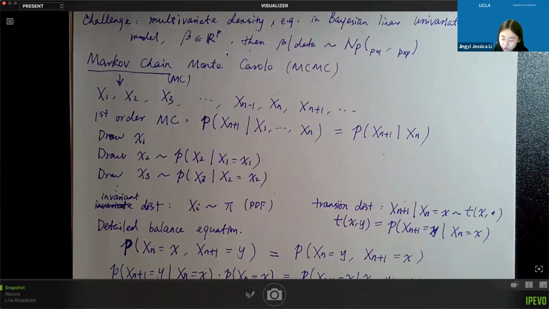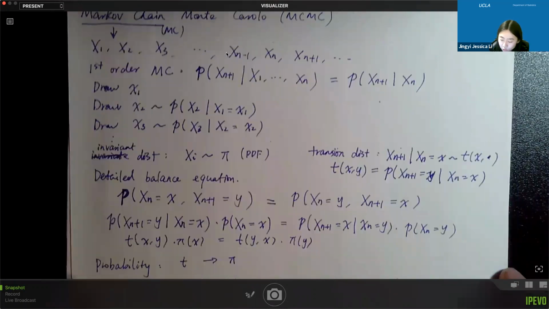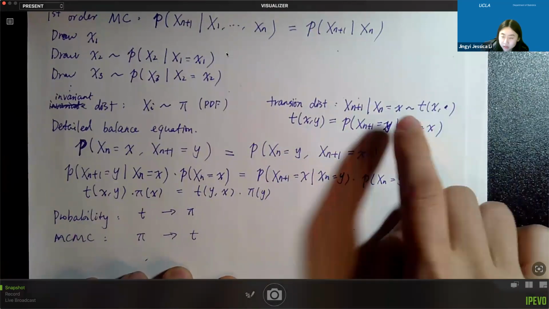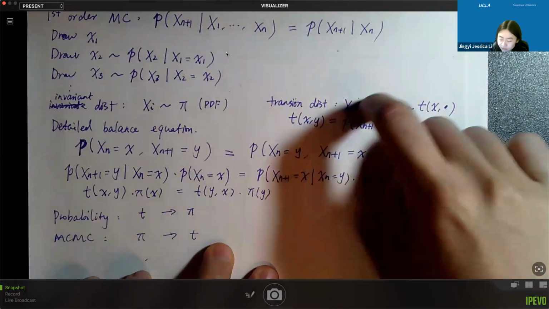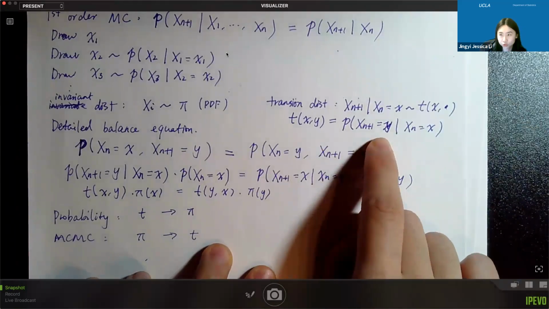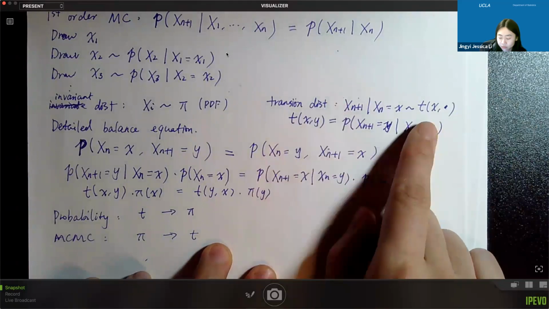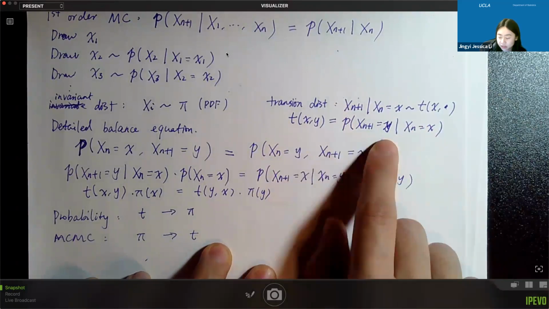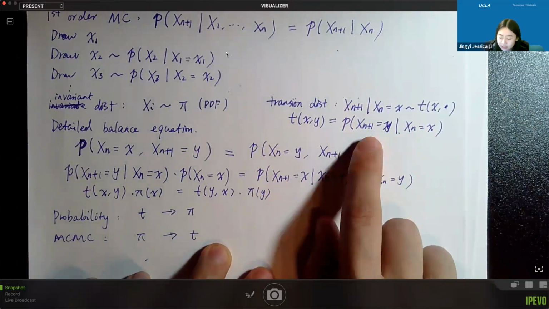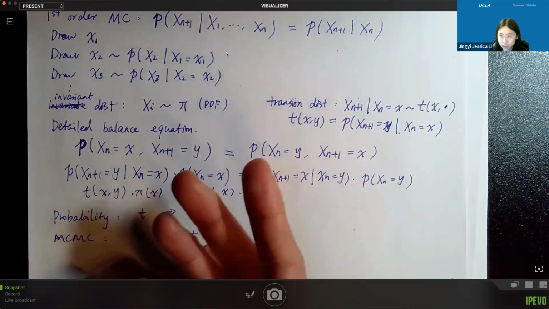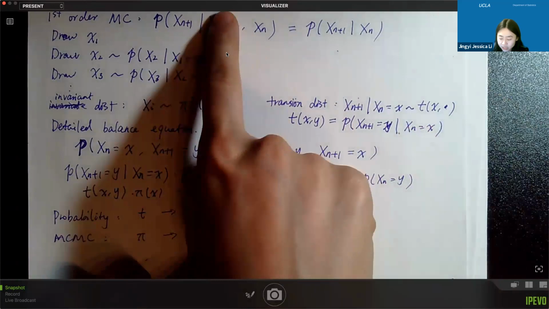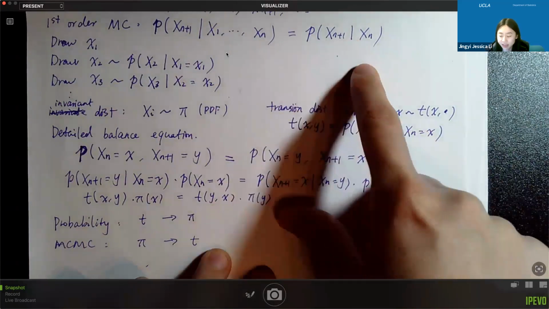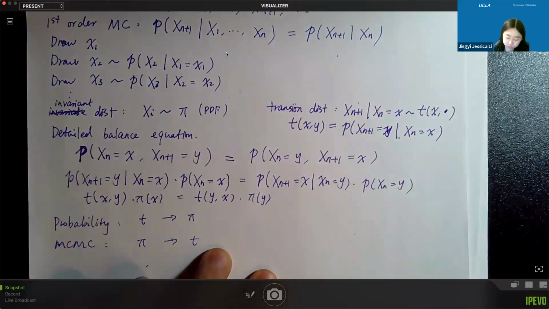In other words, you need to specify a transition distribution, which we write down here. Given the current value you drew, you draw the next value by following the transition distribution. The transition distribution has two arguments. One is the current value you condition on, and the other is the value you want to draw. This is exactly what a first-order Markov chain is doing. Your next random variable just depends on the previous random variable for its distribution, and it doesn't depend on any other random variables before the previous one.